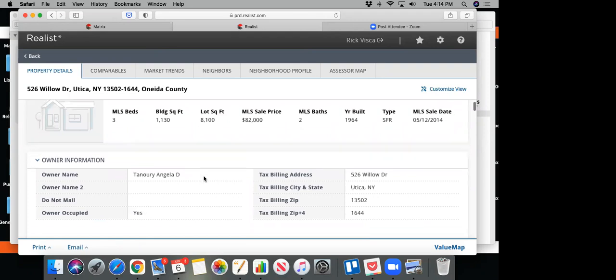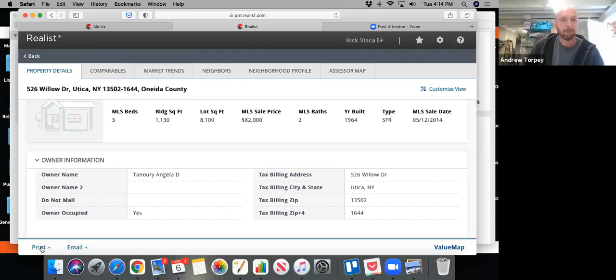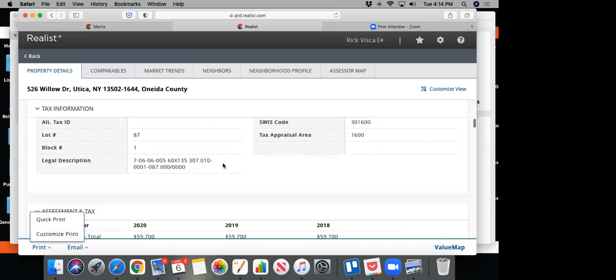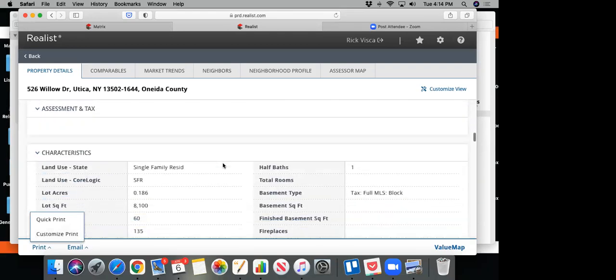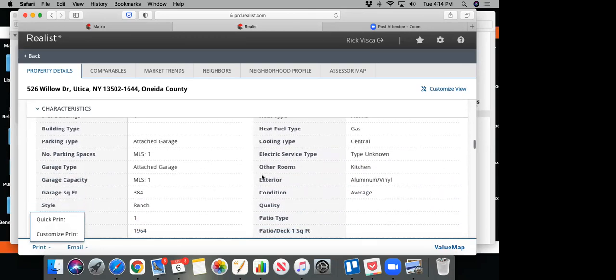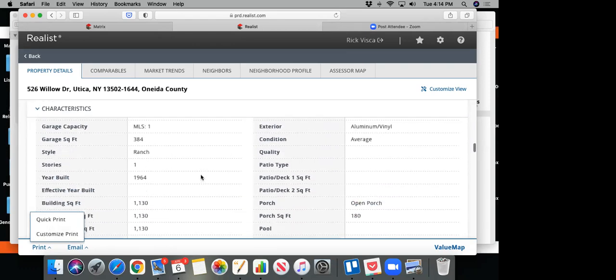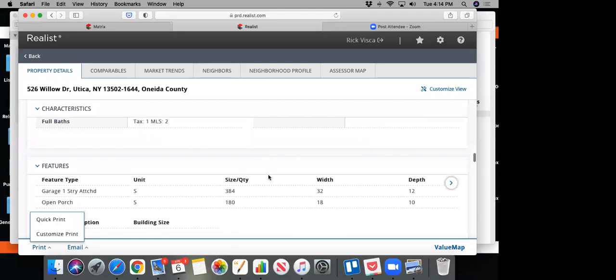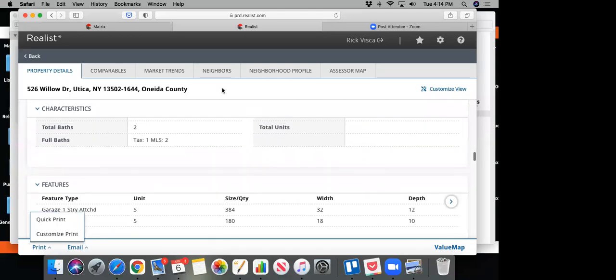So what I typically do is I'll take this, and you see where it says print down here? I'll do a quick print, and I'll print this out so I have the information. It gives you the bedrooms, the square footage, what they bought the house for, lot size, central air or not, how many bathrooms. So this gives you the pertinent information on the property.